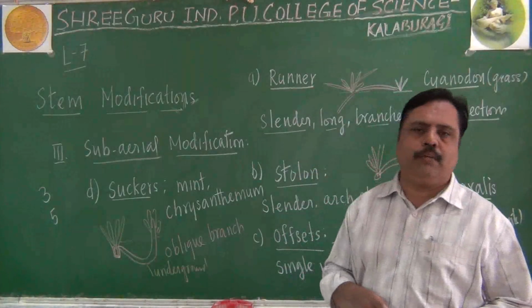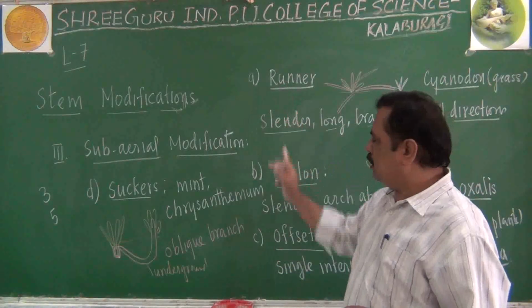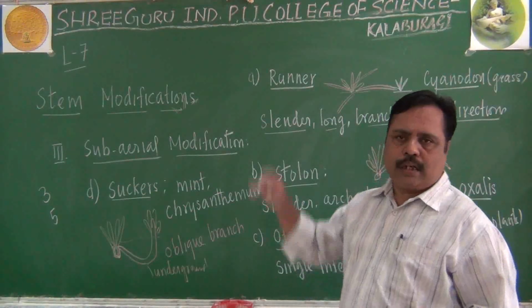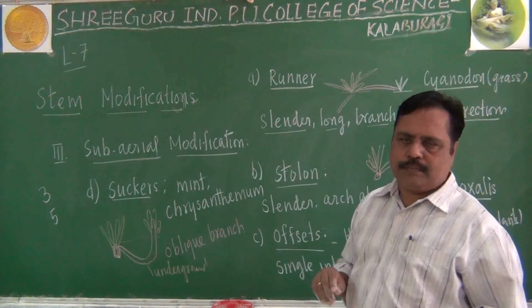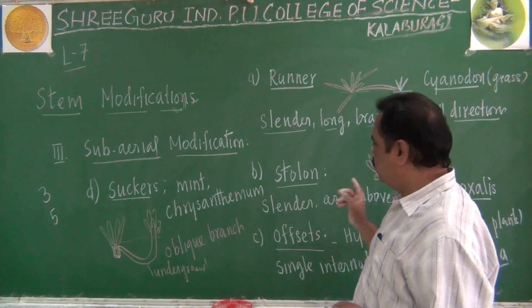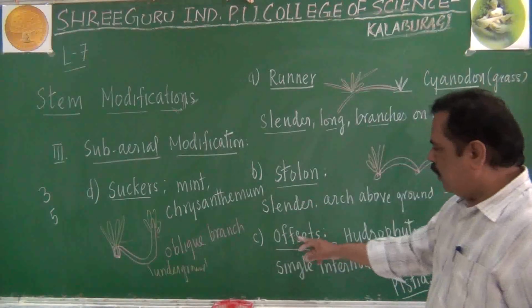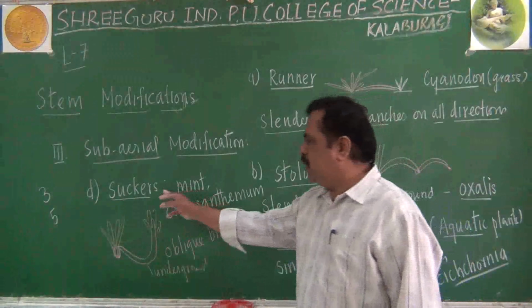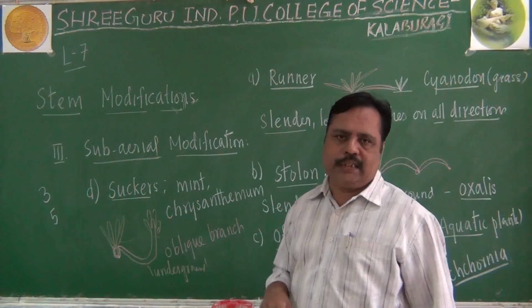What are the subaerial modifications? Runner, stolon, offset and sucker. Runner, example grass. Stolon, example oxalis. Offset, example Pistia and Eichhornia. Sucker, example mint and chrysanthemum.